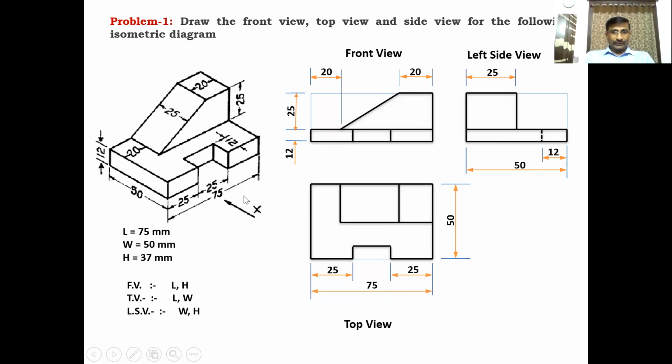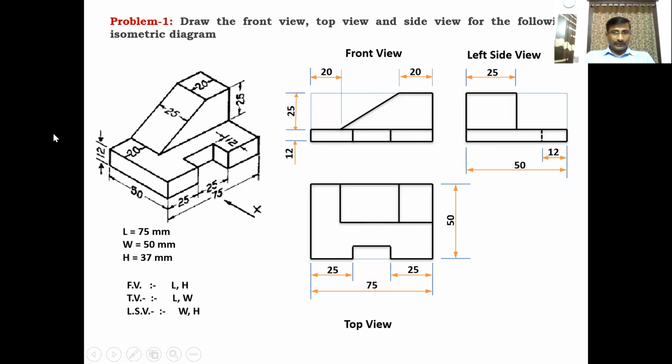Clear? So you have to remember one thing. When you are drawing the front view or a side view or top view, any view, what are the surfaces which are visible on that respective side? If you know the surfaces which are visible, then you can draw the surfaces on the front view or top view or side view easily.